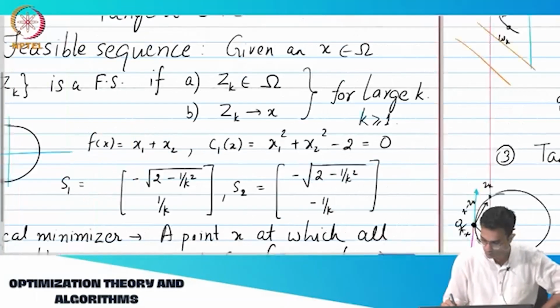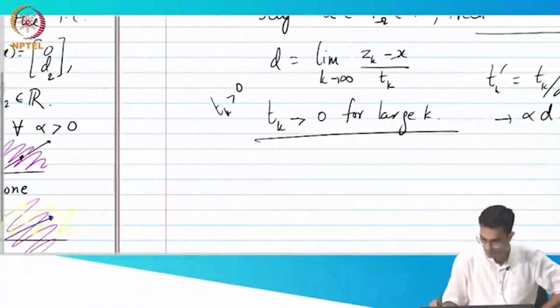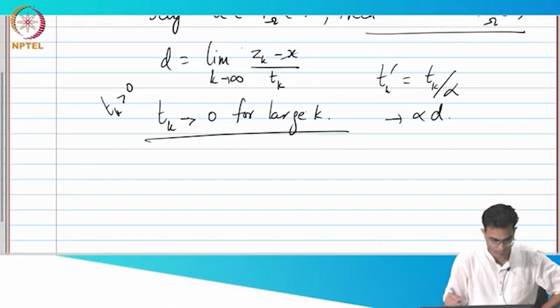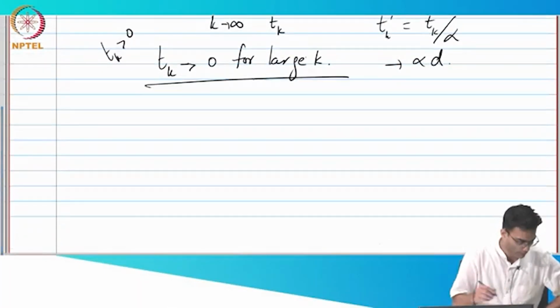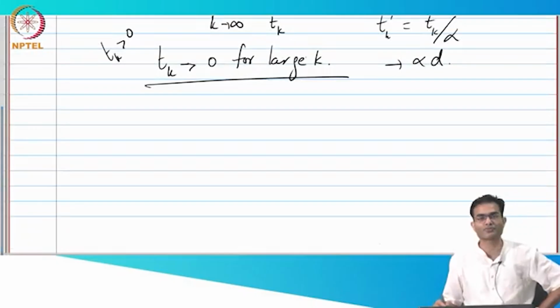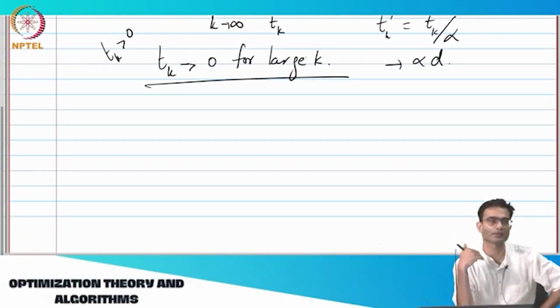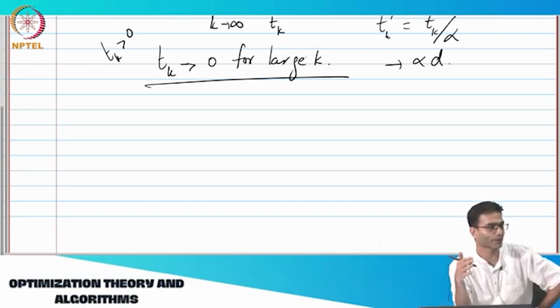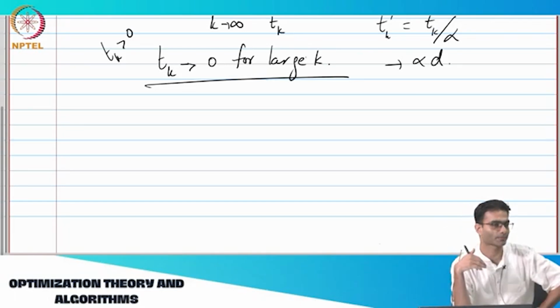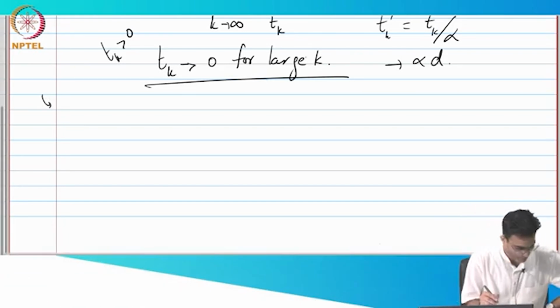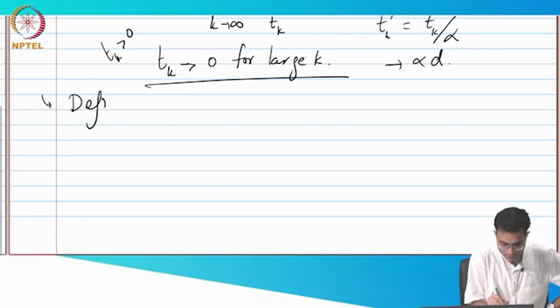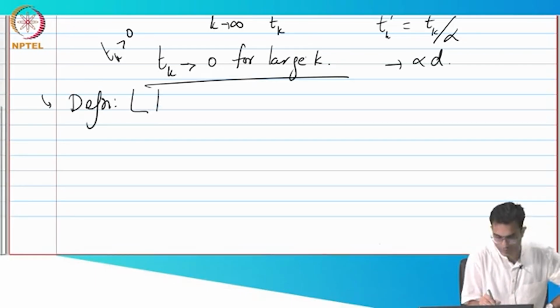Okay, so we have reached all the way to the tangent cone. Now comes the part where I link the whole idea of tangent cones and algebra. Let's note that down over here. So we have a new definition. This is called LICQ.